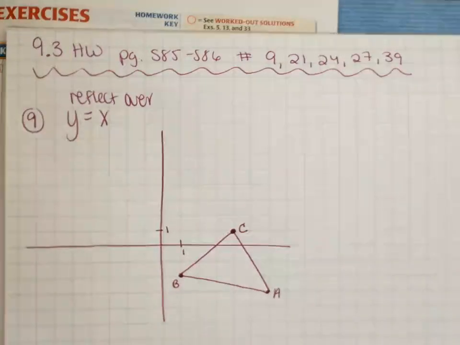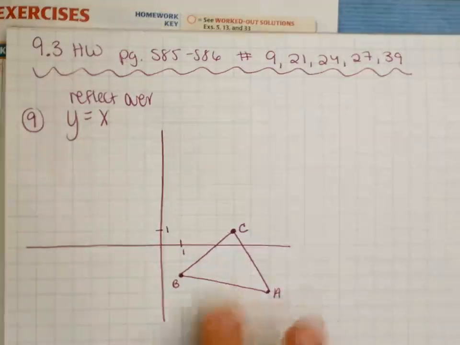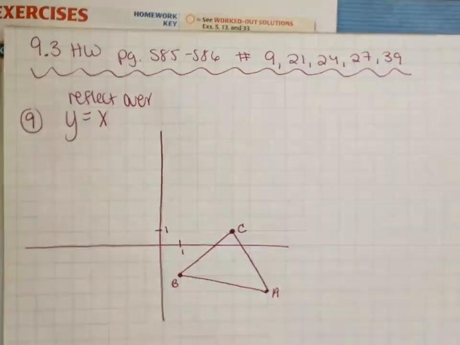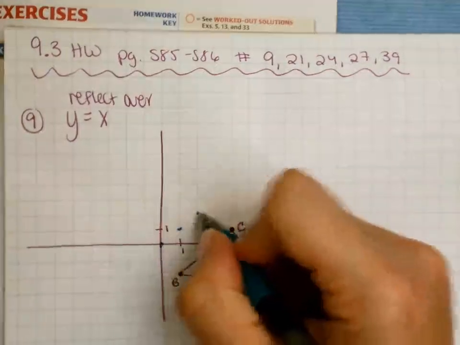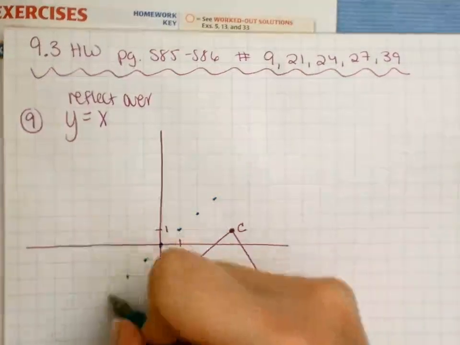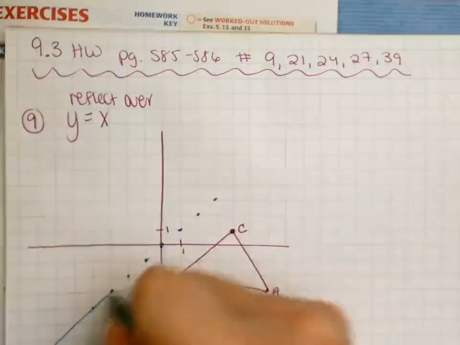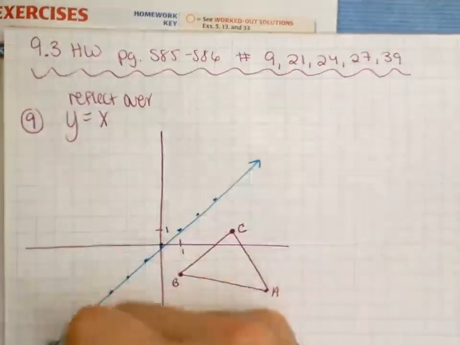Number 9, reflect over y equals x. So the line y equals x, so this is my original triangle. Reflect over y equals x. So that would be like 0, 0, 1, 1, 2, 2, right? They're the same digit always. Negative 1, negative 1, negative 2, negative 2, and so on. So it's this diagonal line that we are reflecting over.